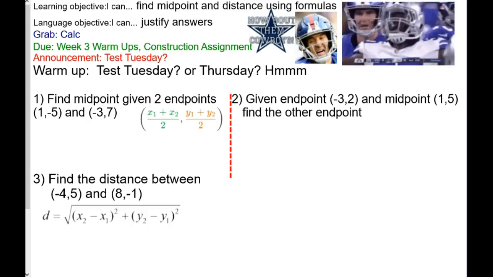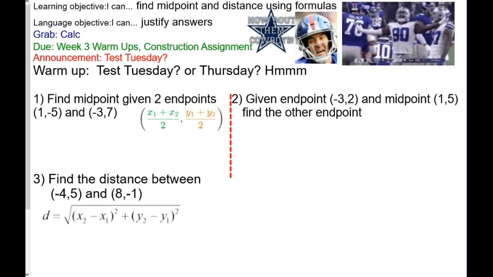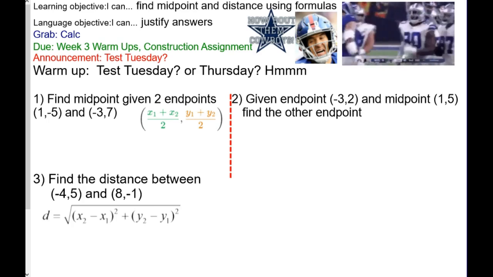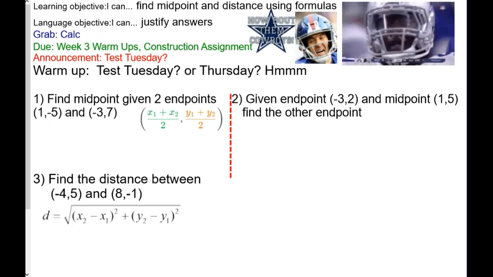Today's objective, like Friday, is to find midpoint and distance using formulas. We're also going to be able to find an endpoint, like on number 2. Everything on this warm-up is from your notes, and it'll be on your assignment, and it will be on your test.